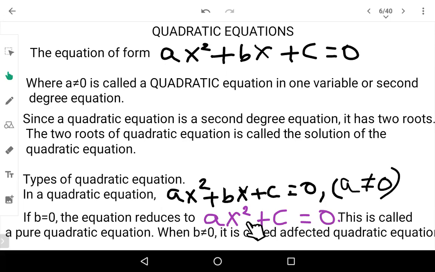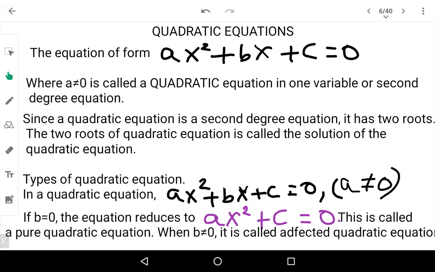If the equation is in this format where bx is not available to us, then it is called a pure quadratic equation. Pure quadratic equation is when b is equal to 0. But if the equation is in this full format, then it is called an adfected quadratic equation. What is it called? Adfected. It's not affected, it's adfected quadratic equation. So these are the two basic types of quadratic equations.